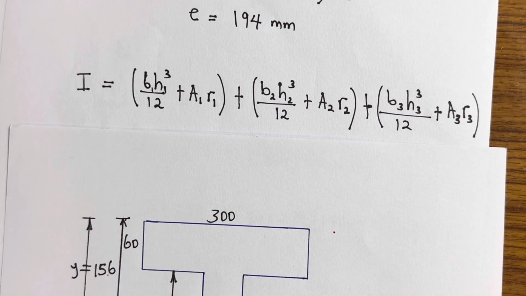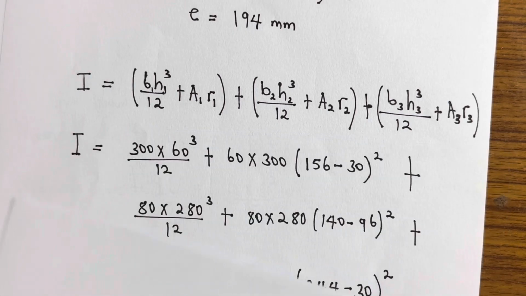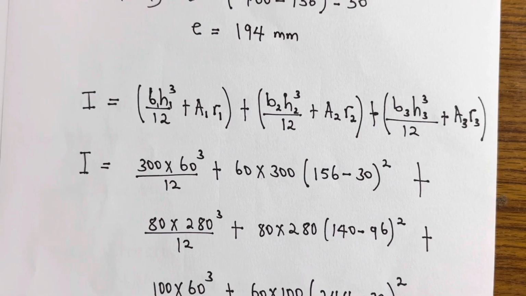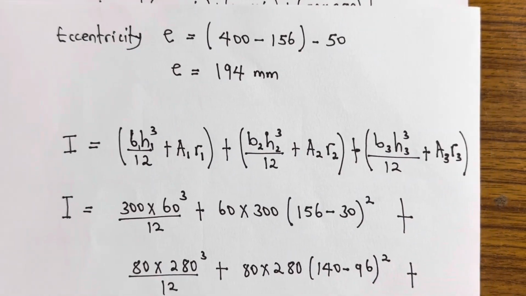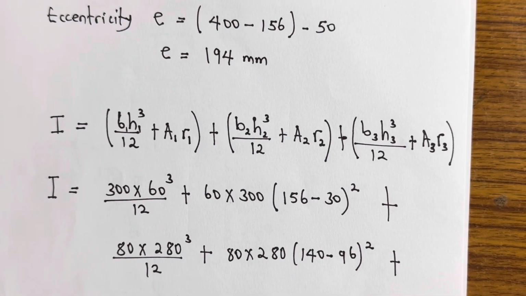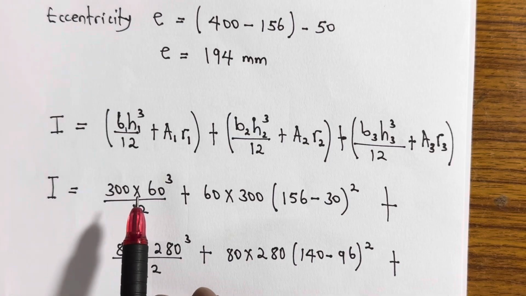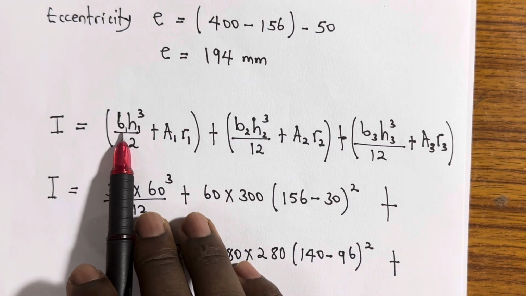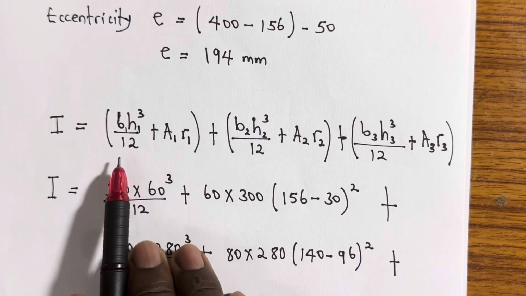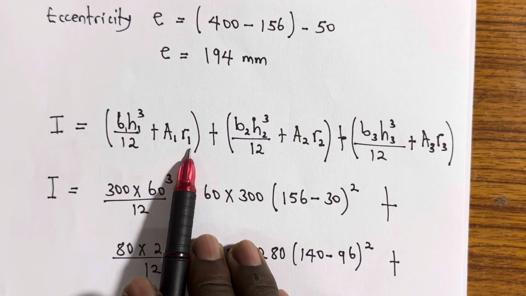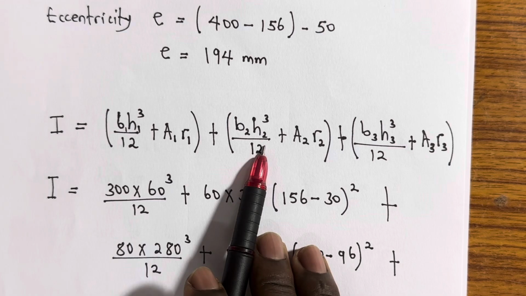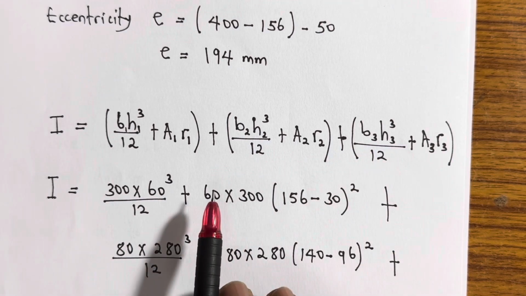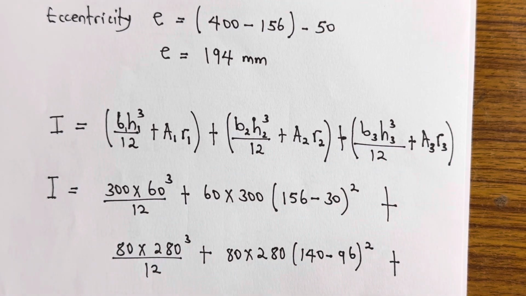Now, next, let's have a look at how we can calculate the moment of inertia of this particular I section. This is the procedure that you need to follow to calculate the moment of inertia. The formula says B1 H1 cubed by 12 plus A1 R1 squared. Then you apply it to each figure, changing to figure 1, figure 2, figure 3. That's when you consider flange, web, flange as different figures.